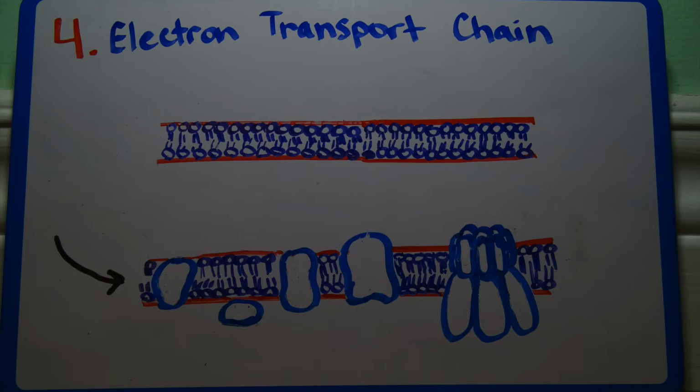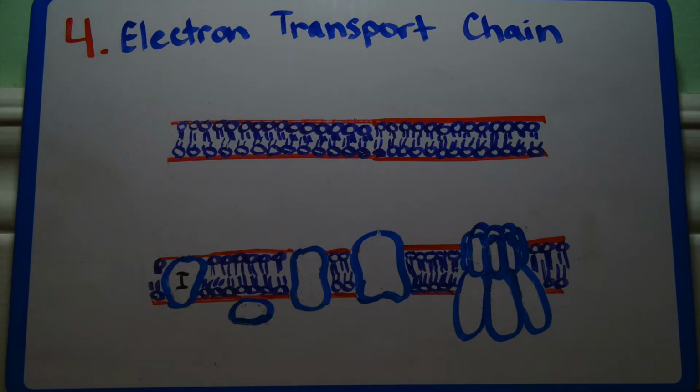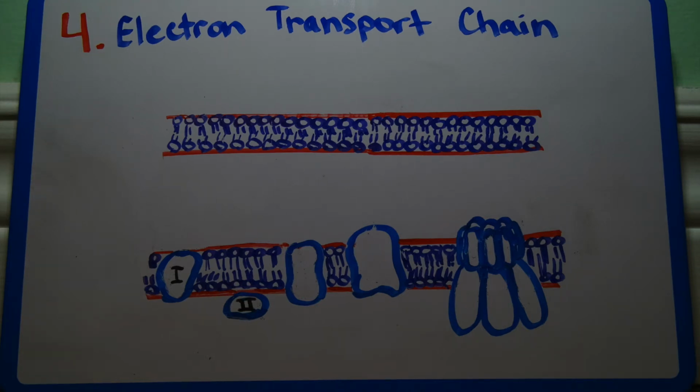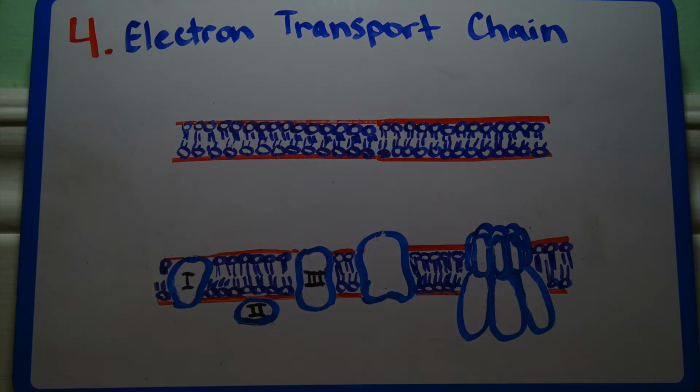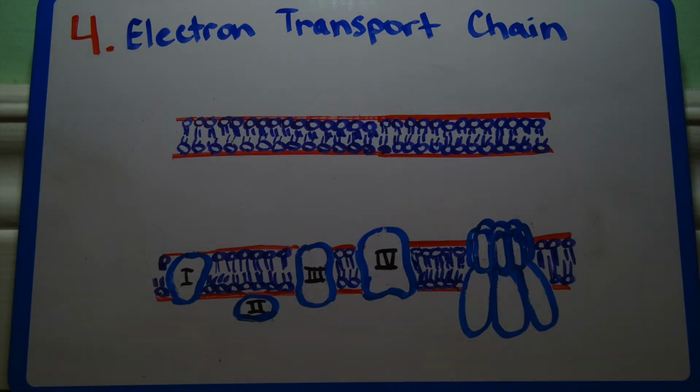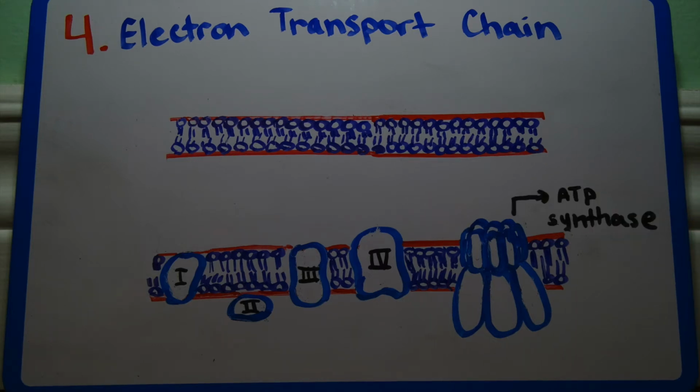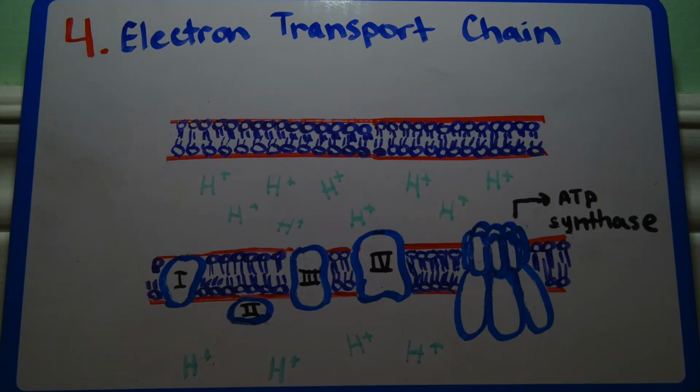It consists of 4 protein complexes. The first is called NADH dehydrogenase, it is made up of multiple proteins and accepts electrons from NADH. The second is succinate dehydrogenase. It is a single protein and accepts electrons from FADH2. The third complex is called the cytochrome complex, and the fourth is called the cytochrome oxidase. The last structure there is the ATP synthase, which we'll talk about later.